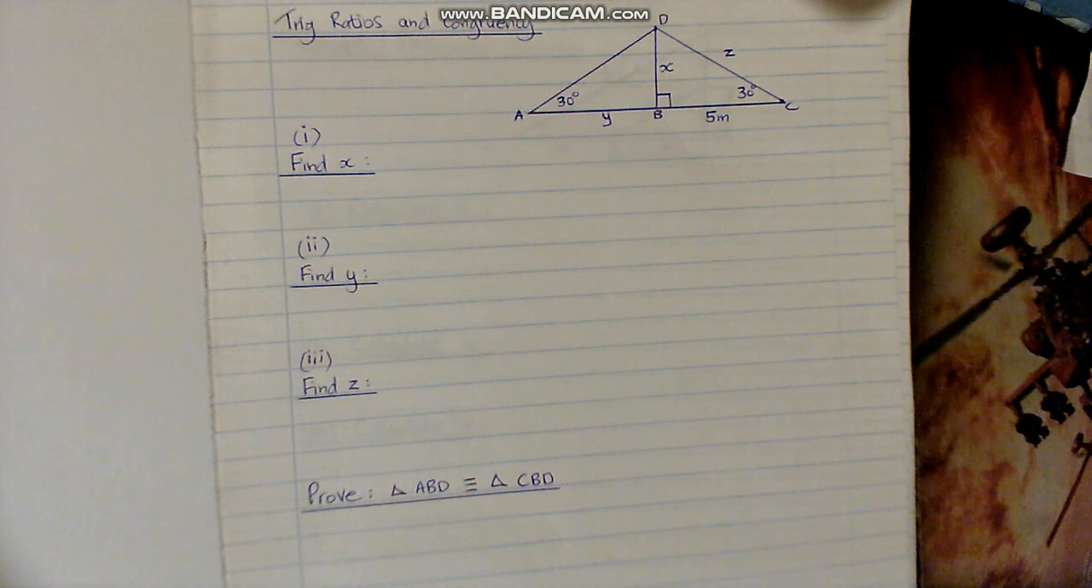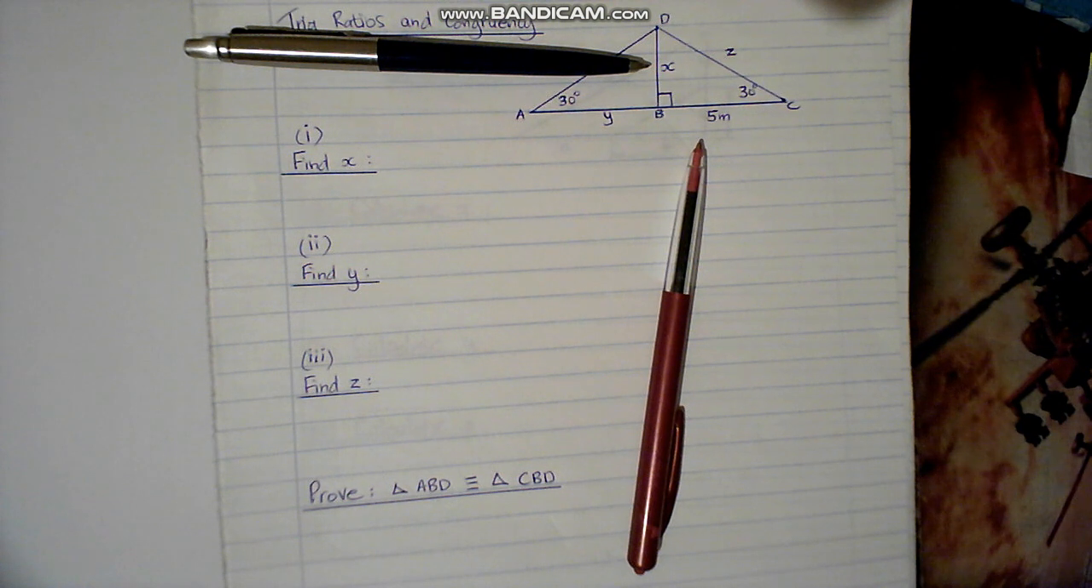Okay, we have trig ratios and congruency. So here we notice a right-angled triangle. On the right-hand side is the one I'm looking at with the 5 meters. Notice we have to find x. Clearly, we cannot use Pythagoras to solve that. We will have to use a trig ratio because we are given an angle and a side. Therefore, we can find the missing side x.